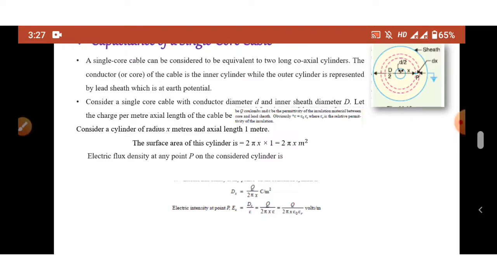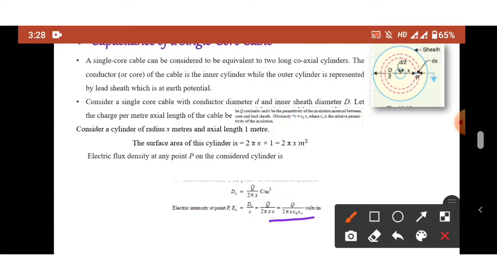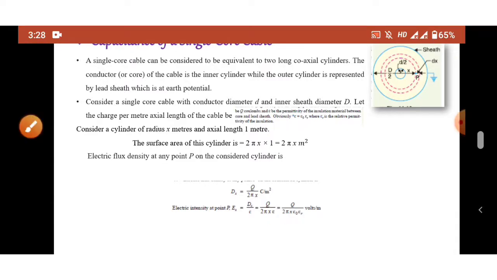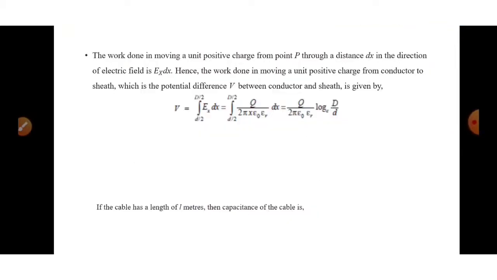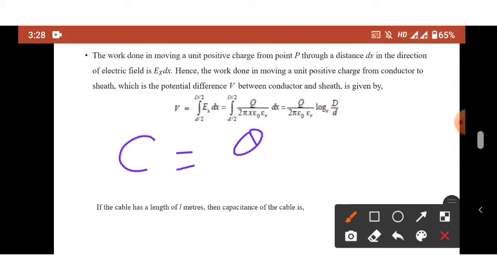Electric field intensity at this point P is Ex. So electric field intensity is equal to Dx by epsilon. So substitute Dx, then Q by 2 pi x epsilon. So we know that epsilon is epsilon 0 into epsilon r. Then we get the electric field intensity at this point P at a distance x from the center, Ex is equal to Q by 2 pi x epsilon 0 epsilon r. So we know that capacitance C is equal to Q by V.